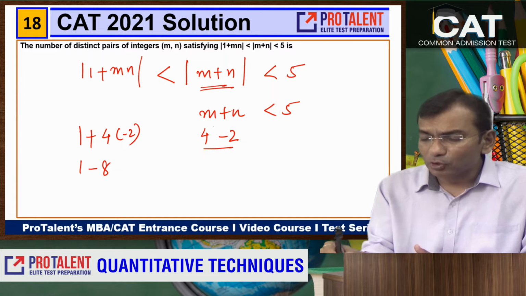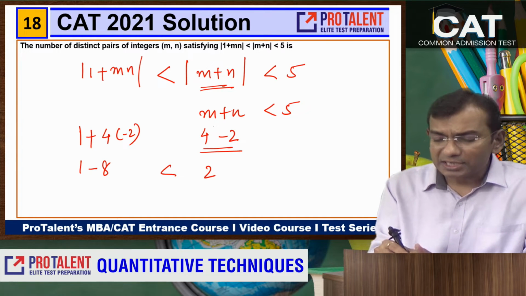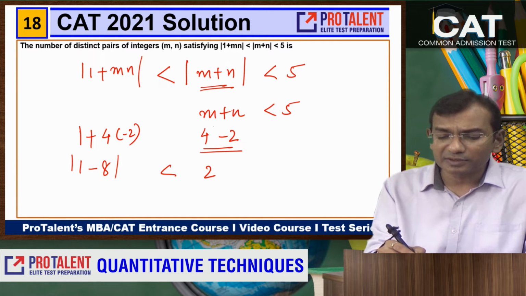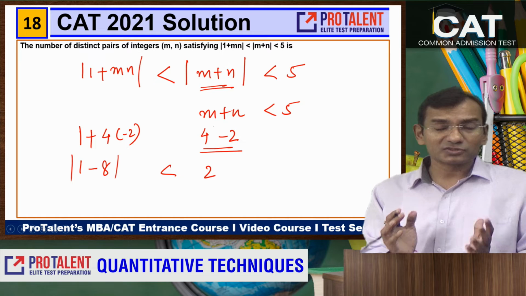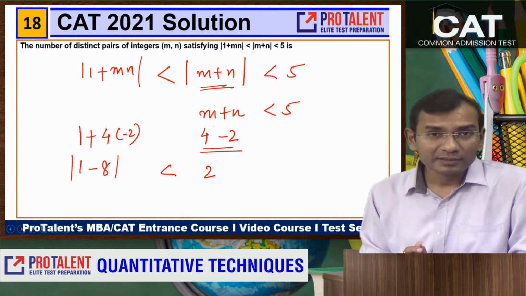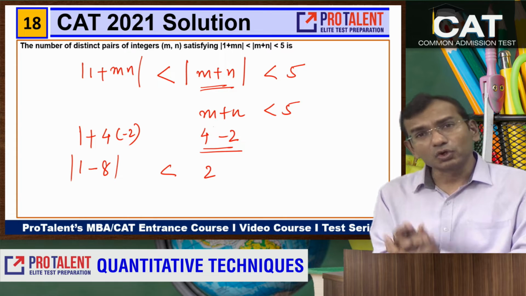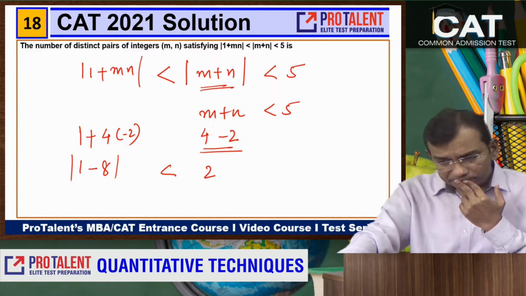Okay, and this is 4 minus 2 is 2. Now this is 1 minus 8 is 7. 7 is less than 2, not possible because at the end of the day, ये modulus होगा. So this is not working. Okay, I can take up any number and this is not working for me. So what is the possibility for me?